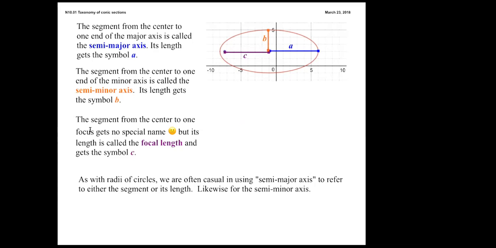The major axis goes from one long end to the other. The minor axis goes perpendicular to that, which is the shortest one from one end to the other. And the vertices are the end points of the major axis. That lets me get back to these symbols we define. A is defined as the length of the semi-major axis, and it's this length. And B is defined as the length of the semi-minor axis, it's this length. And then C gets no special name, which is sad for C, but it's the length from the focus to the center.